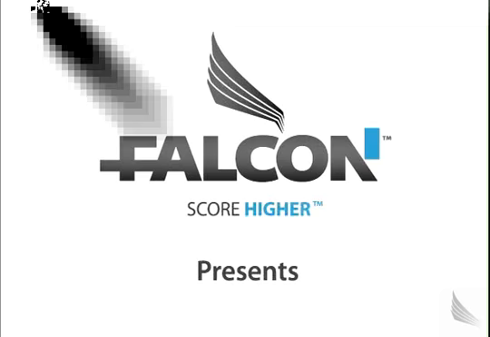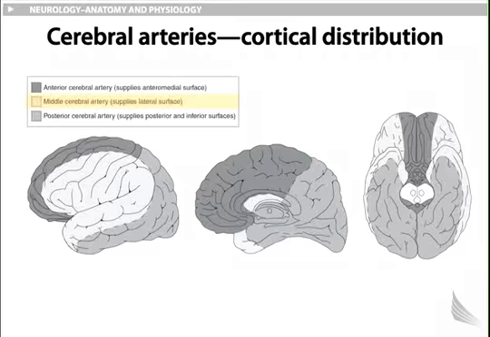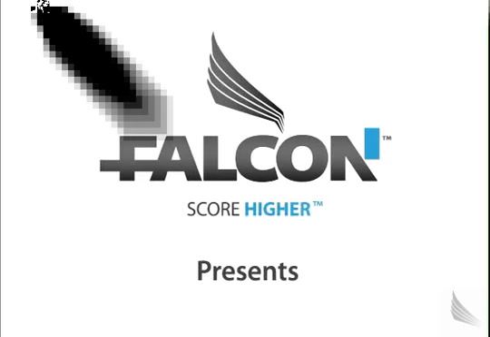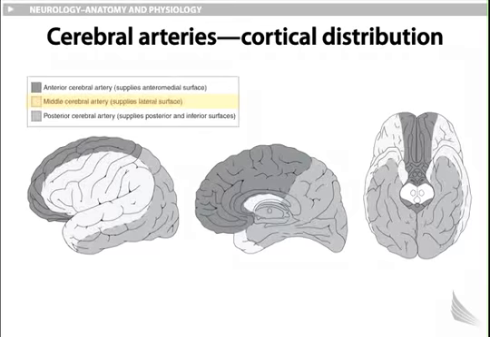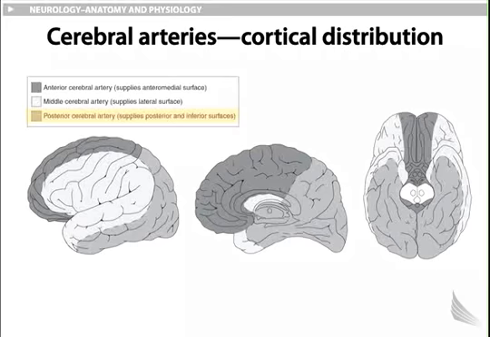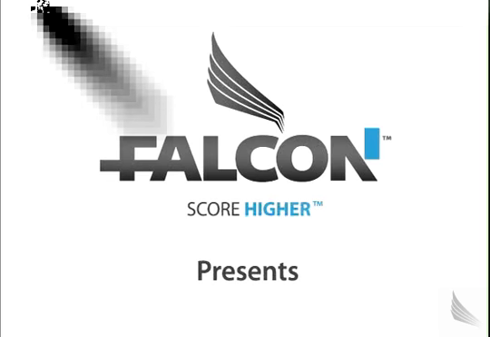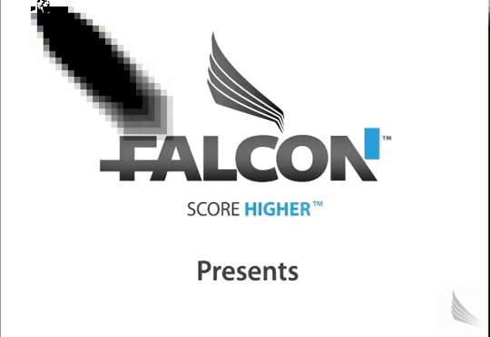The middle cerebral artery supplies the lateral surface of the brain, and therefore patients who have, for example, a Broca's aphasia or weakness of the arm likely have a middle cerebral artery lesion. The posterior cerebral artery supplies the posterior and inferior surfaces of the brain, so patients, for example, with a visual field deficit are likely to have a posterior cerebral artery lesion.